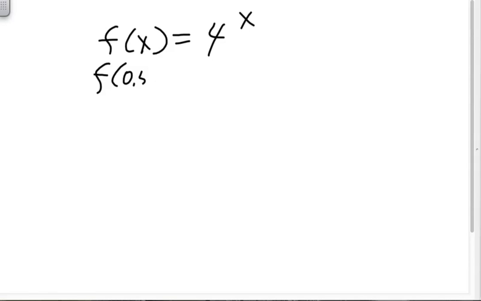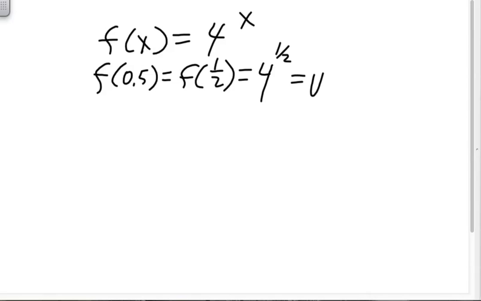Okay, so the first thing you're going to have to do on these is evaluate them. So let's say I have a function, f of x equals 4 to the x. First thing I want to find is f of, you'll be given a series of points, so f of 0.5, which equals f of 1/2, which will equal 4 to the 1/2, which is the square root of 4. You should remember this from rational exponents, which is 2.